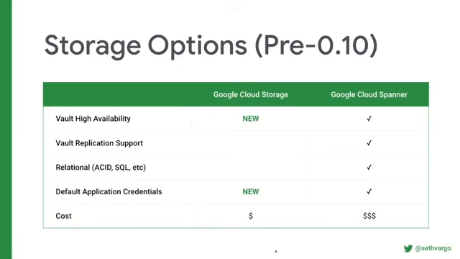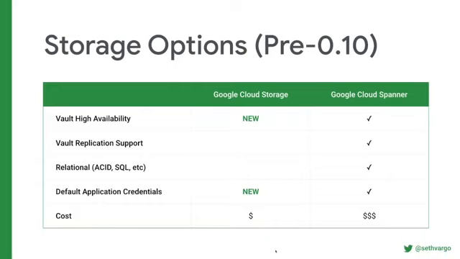So I'm excited to announce that in Vault 0.10 and later, Google Cloud Storage does support high availability mode, and I will demo that in a little bit. So if you are leveraging Google Cloud Storage, you can run Vault in high availability mode, 3, 5, 7 servers. It'll automatically handle leader election, failover, etc. In terms of support for Vault replication, for Vault Enterprise, and relational things, obviously Cloud Spanner still supports those. Google Cloud Storage is an object store, so there is no SQL type way to query it, but it is available via the API.